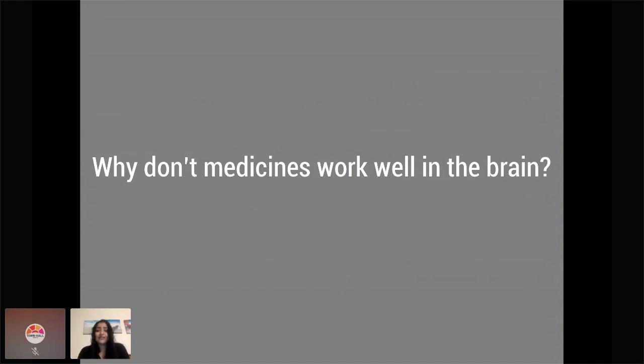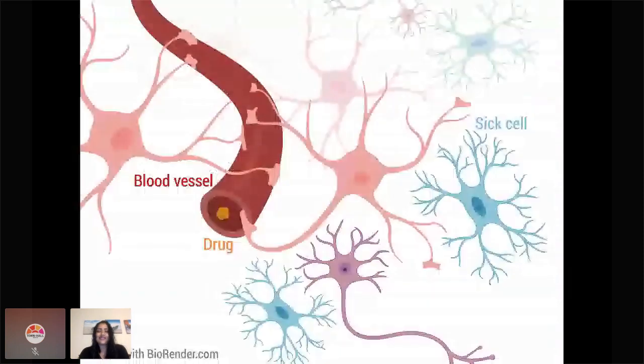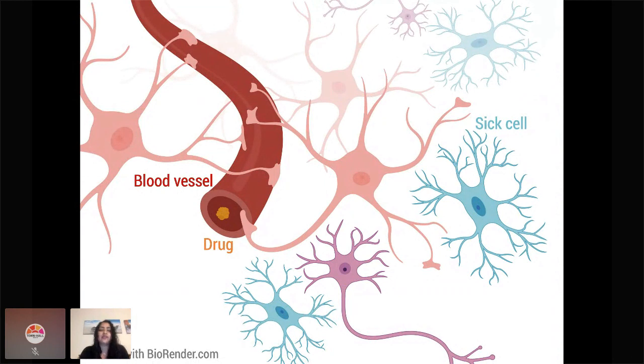That brings us to our first big question. Why don't medicines work well in the brain? Well, to illustrate this challenge, I have this schematic to show you the journey that we would want a potential drug molecule to take if it would be effective in the brain. You can see that the drug molecule starts here, in a blood vessel inside of the brain. It got here from either being directly injected into your bloodstream, or you took a pill and then the drug got absorbed into your bloodstream. And we want the drug to end up here, inside of the sick cells of the brain. But this journey is not as simple as you might think.